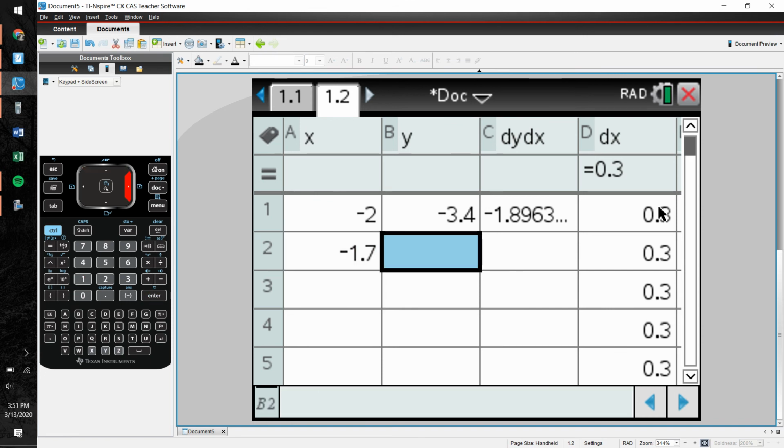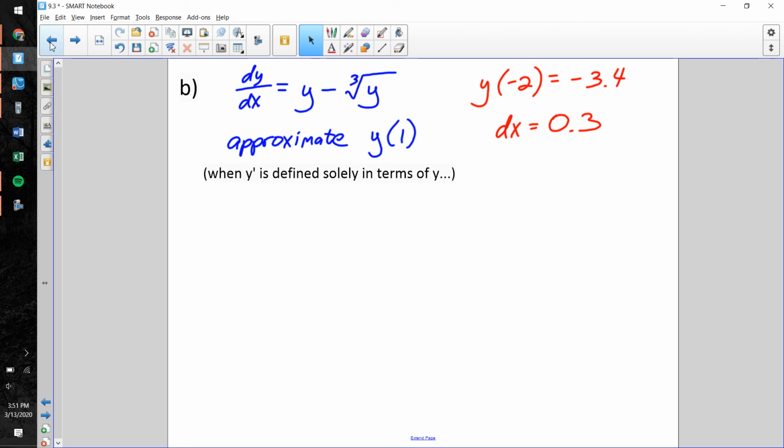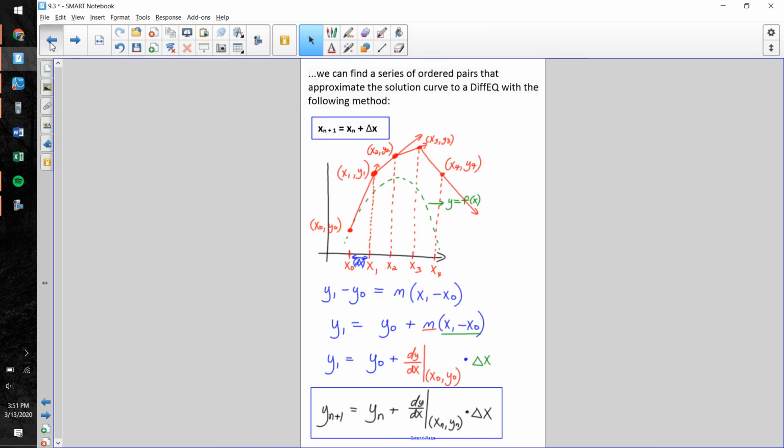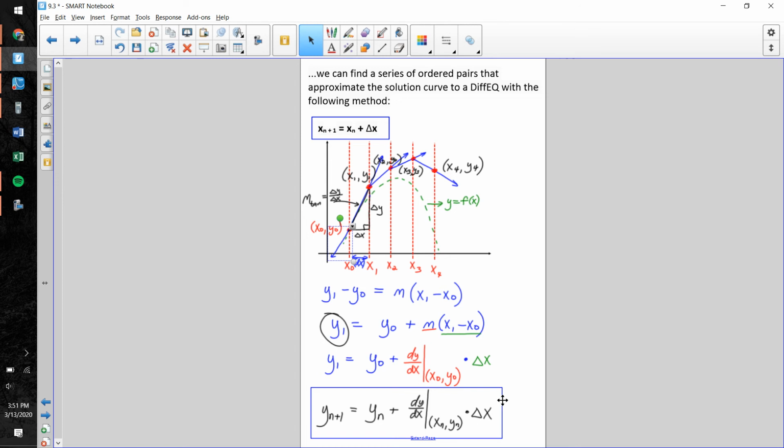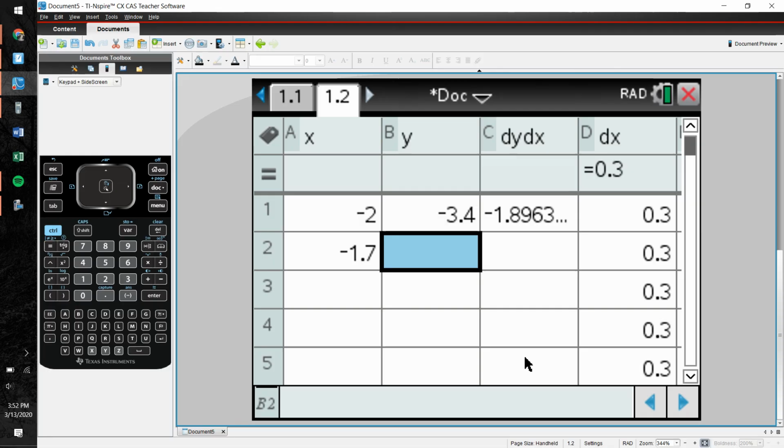The hard part is coming right over here in y. And what we're going to be typing in this cell right here is the formula that we talked about in class right over here, everybody, at the bottom of this page here, where we were going to use this formula, which is kind of a mess, to find our next y value. The way we read this was to say that our next y value is equal to our previous y value plus the derivative evaluated at the previous ordered pair times your delta x value.